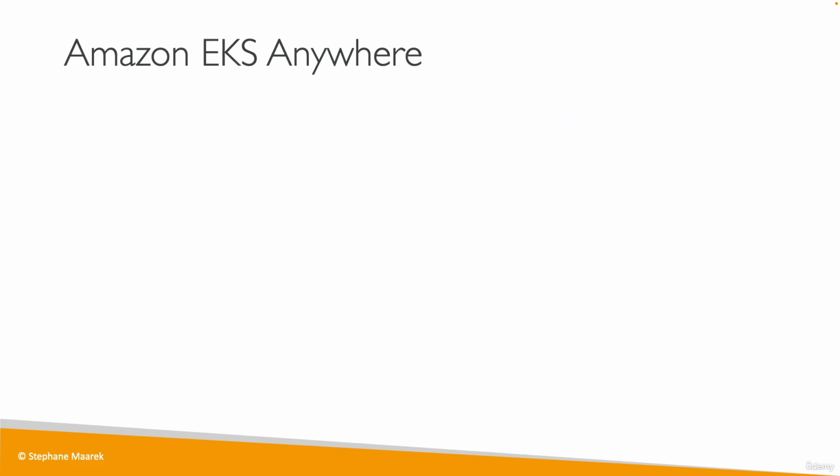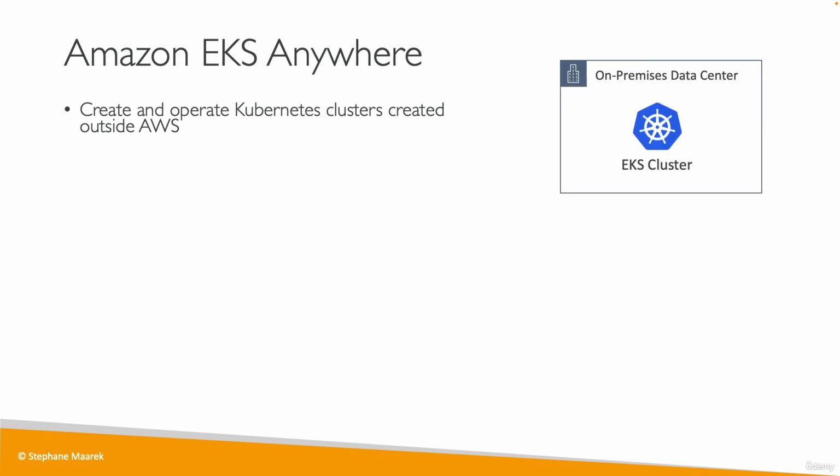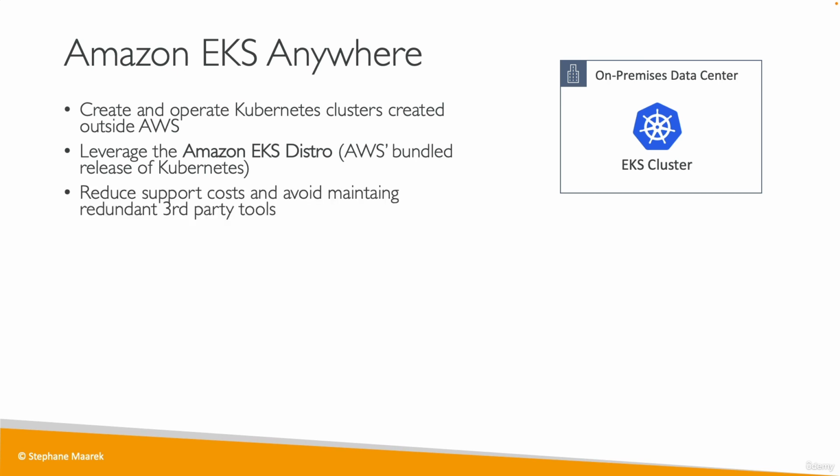Now for Amazon EKS Anywhere, even though the name is similar, the concepts are a little bit different. Here we want to create and operate Kubernetes clusters created outside of AWS. So on your on-premises data center, you're going to create an EKS cluster. For this, we will leverage the Amazon EKS Distro, which is Amazon's flavor of Kubernetes. That's their own release with a bit more tools on top of it, and that's the one they use to run the Amazon EKS service. So you can install the same distro that they use to run EKS on premises.